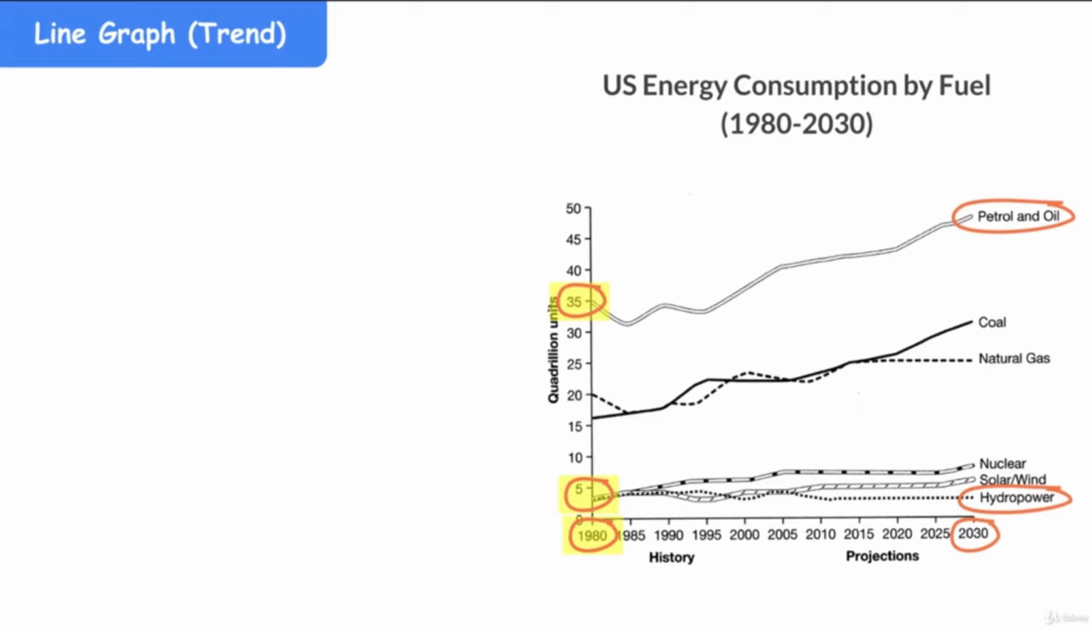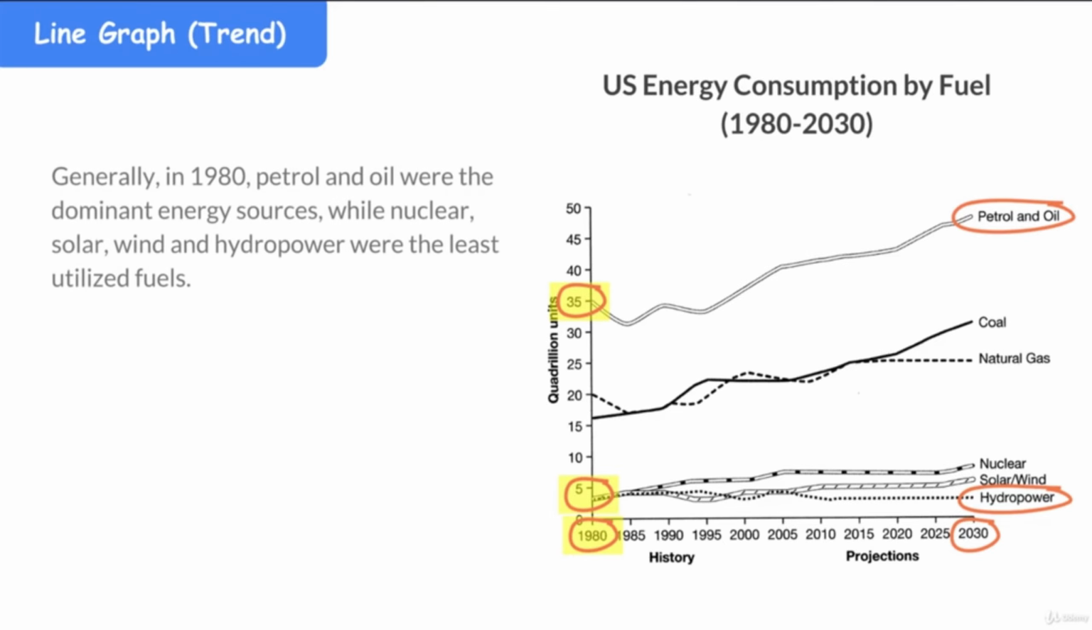We're going to start our overview by talking about the year 1980, and we're going to first talk about the highest and the lowest data points for the year 1980. So here's our first sentence. It reads, "Generally, in 1980, petrol and oil were the dominant energy sources, while nuclear, solar, wind, and hydropower were the least utilized fuels." So in this sentence, we're saying that in the year 1980, petrol and oil were the most dominant energy sources, while these 3 energy sources were the least utilized.